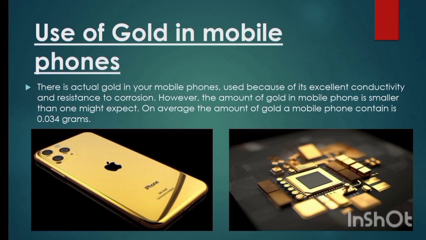Uses of gold in mobile phones. There's actual gold in your mobile phones, used because of its excellent conductivity and resistance to corrosion. However, the amount of gold in mobile phones is smaller than one might expect. On average, the amount of gold a mobile phone contains is 0.034 grams.